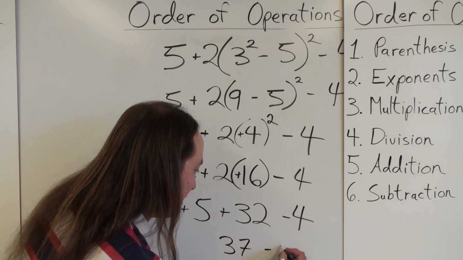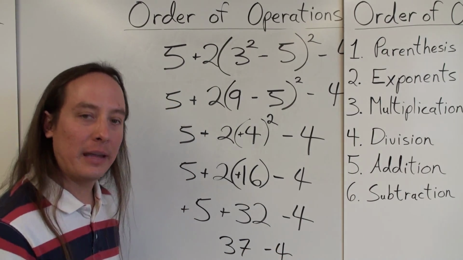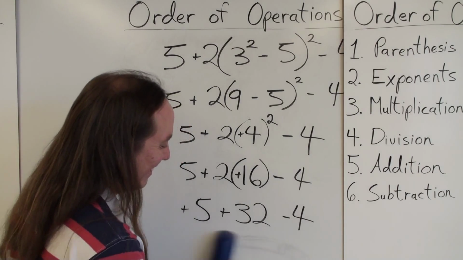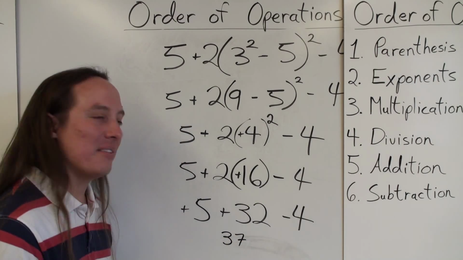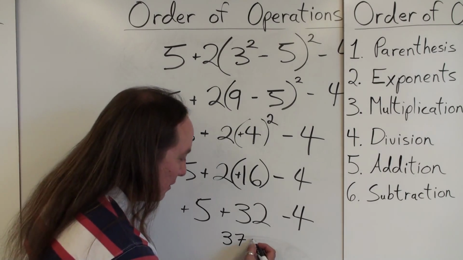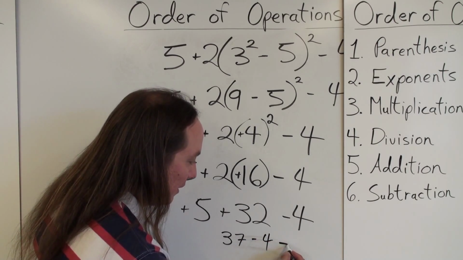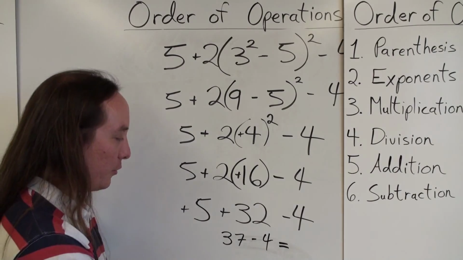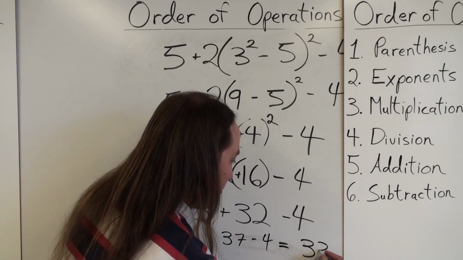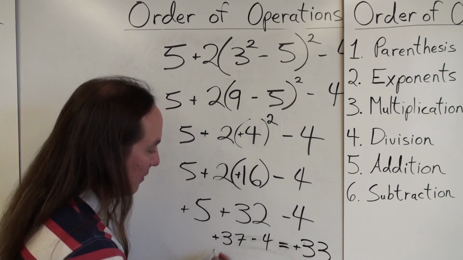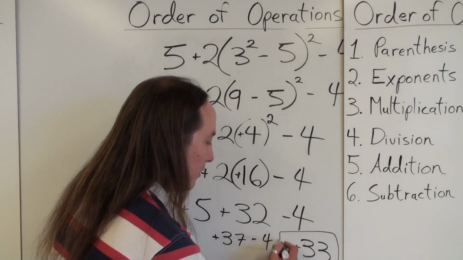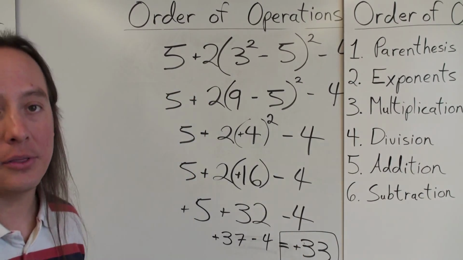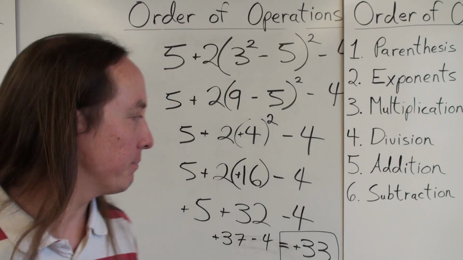And I'll write it down so you guys can see it. Wait, you can't see that. Oh no, I'm running out of space. So 37 minus 4 is going to be equal to 33. And it's positive because 37 is the larger number, and the larger number had a positive. So my answer, or your answer, should have been positive 33.